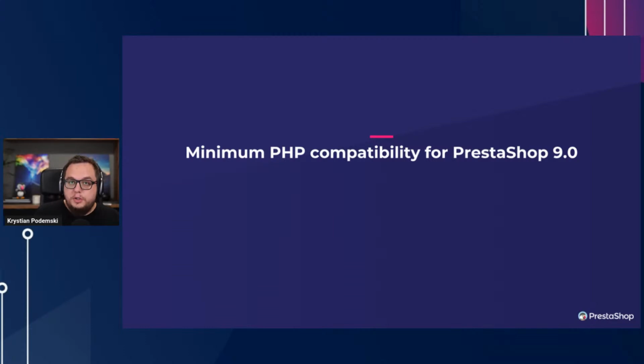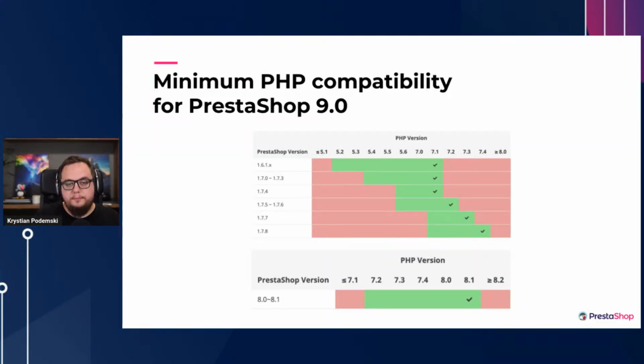And yet another quite big piece of news for the community and the entire PrestaShop ecosystem. It's about the minimum PHP compatibility for PrestaShop 9, so it's about the next major version of PrestaShop. If we want to discuss PHP compatibility, let's take a closer look at how it looks right now. On the top, you can see the table of compatibility with PrestaShop from 1.6 to 1.7.8. And as you can tell, the most recent version of 1.7 is compatible with quite a wide range of PHP versions, from 7.1 to 7.4.